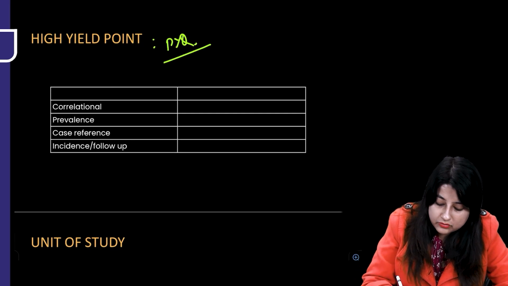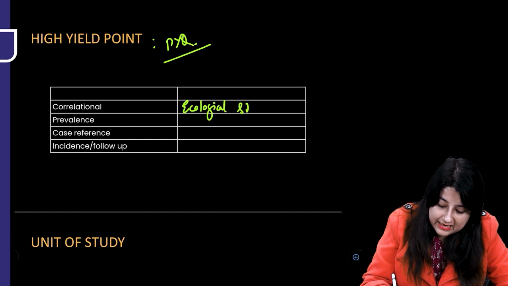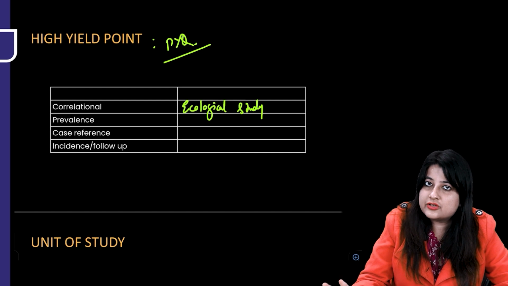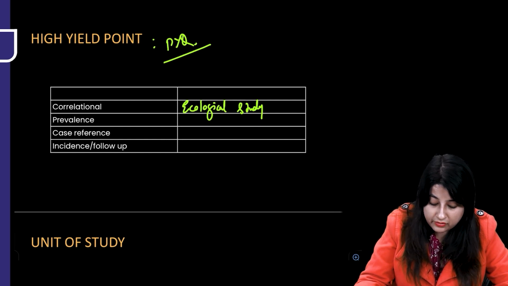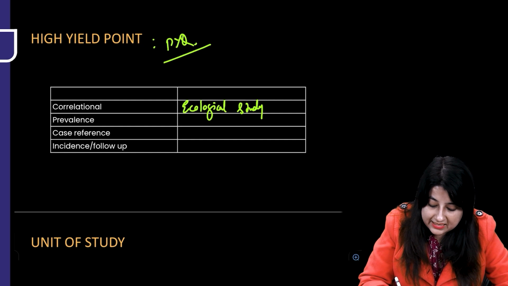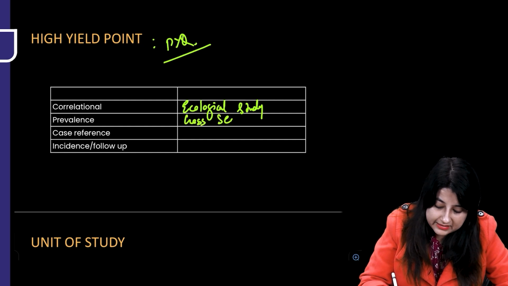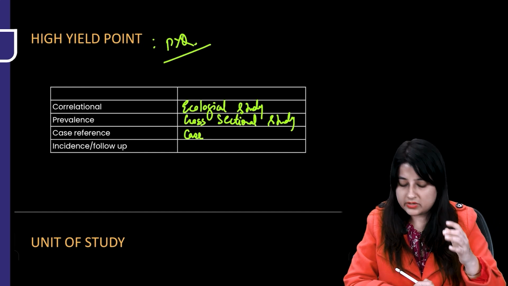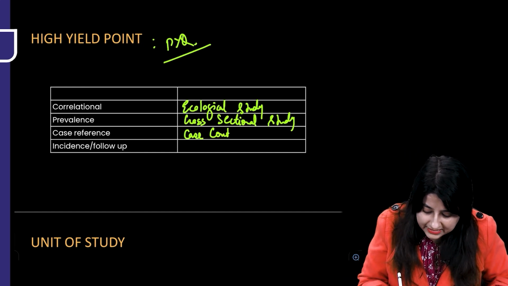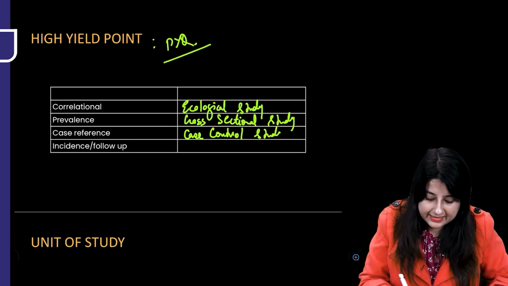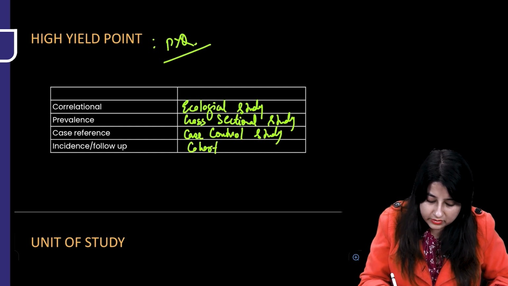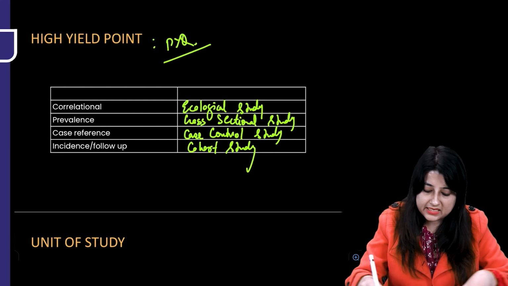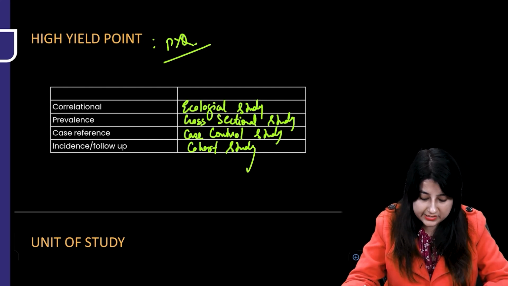Which study is called a correlational study? I'm just putting here, ecological study. This is a high yield point. Why it is called correlational has been discussed when we took up the discussion of ecological study. Prevalence study is which one? Cross-sectional study. That has also been discussed in cross-sectional. Case reference, please remember, don't get confused with case report and case series. Case reference is actually a case control study, and incidence or follow-up study is a cohort study. You will be seeing the application of all of this. This was just a high yield point in between.